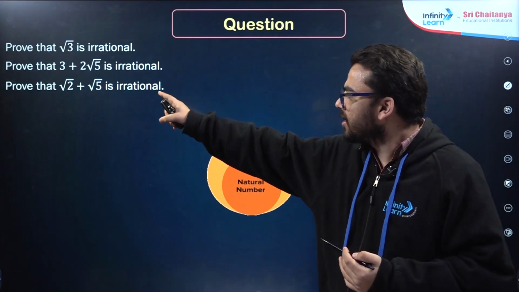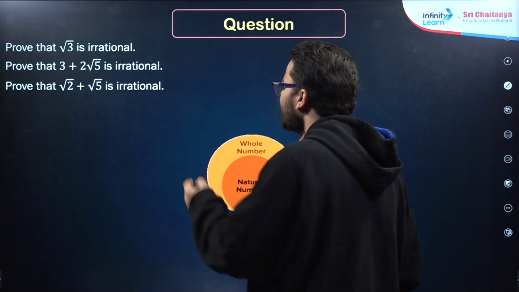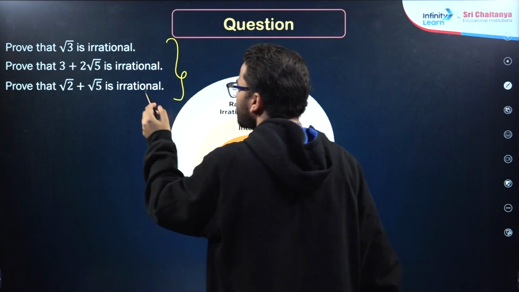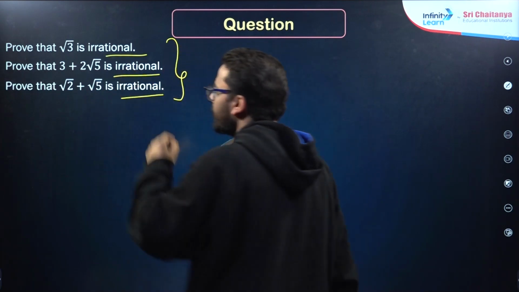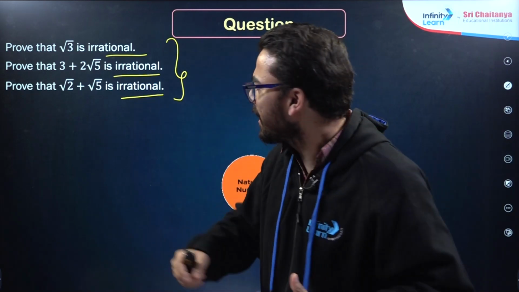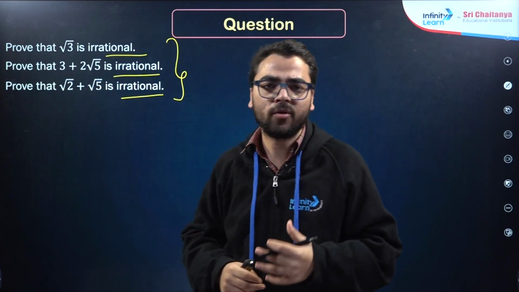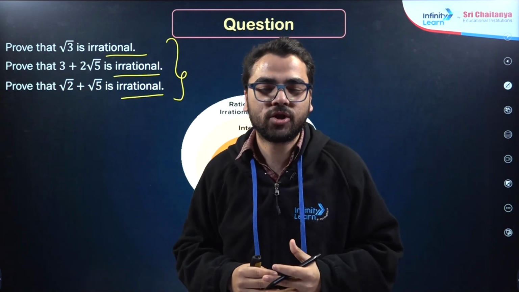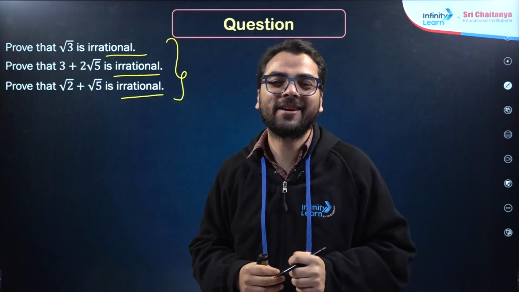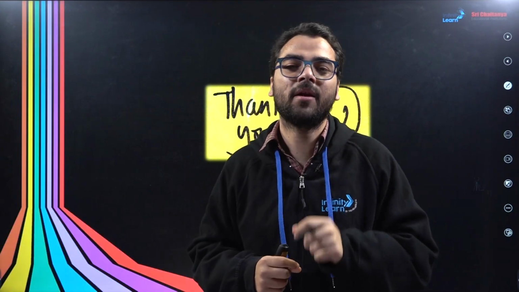Now you see the last category of questions. I'm not proving it actually, because the proof you have seen, but I'm just showing you that this is one of the important questions in this chapter: proofs of irrationality. They can ask you to prove that root 3 is irrational, or that 3 plus 2 root 5 is irrational, or that root 2 plus root 5 is irrational. I have already proved them in the actual classes on the Infinity Learn class 9 and 10 YouTube channel. So that's all we needed to discuss over here in five important questions on the chapter real numbers.